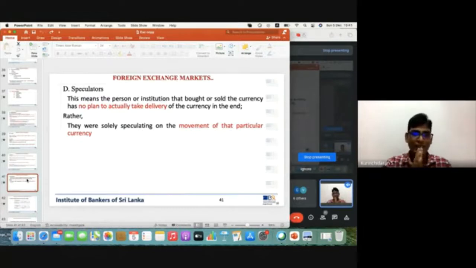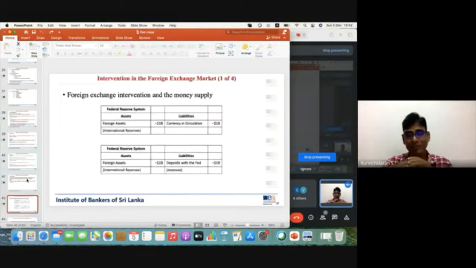Okay, now we have seen the players and markets. Next, what we are going to see is what will happen when we conduct a monetary policy, or when a central bank intervenes in the foreign exchange market, right? So what will happen to the foreign exchange rate? What will happen to the money supply when the central bank intervenes for various reasons?